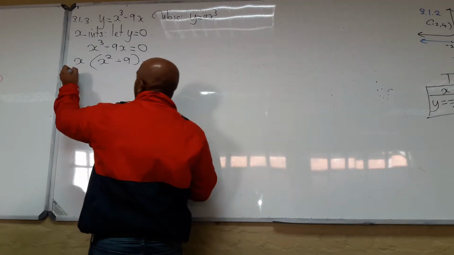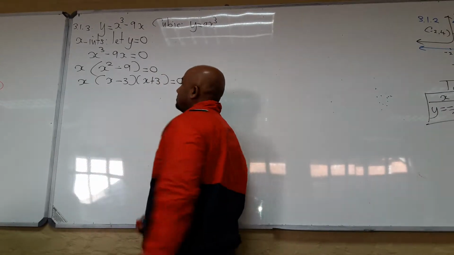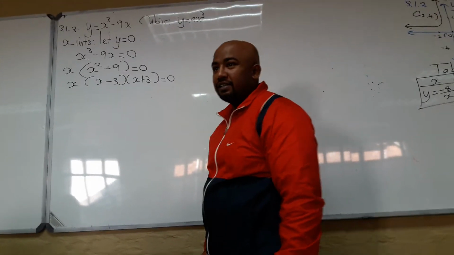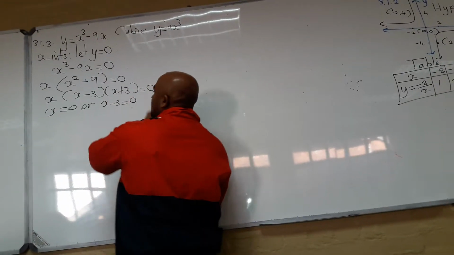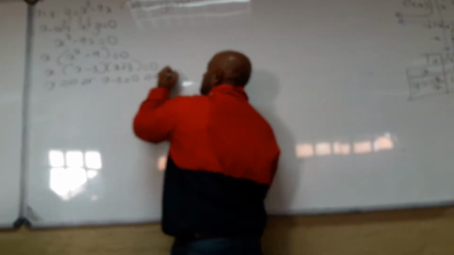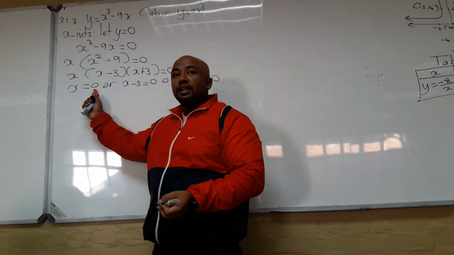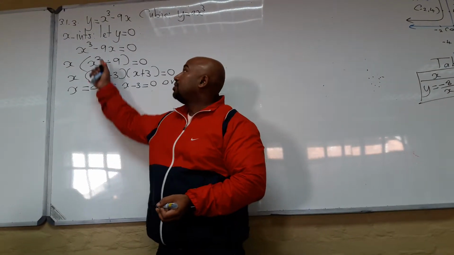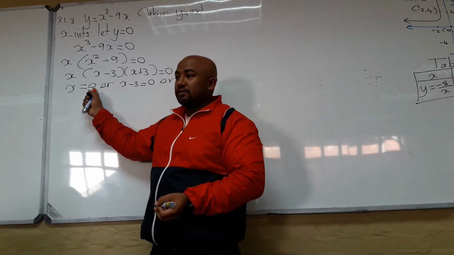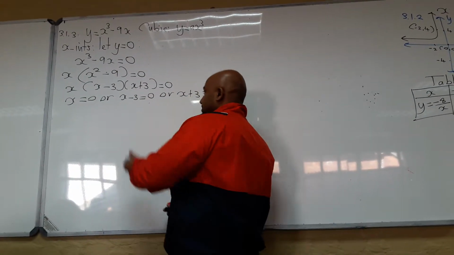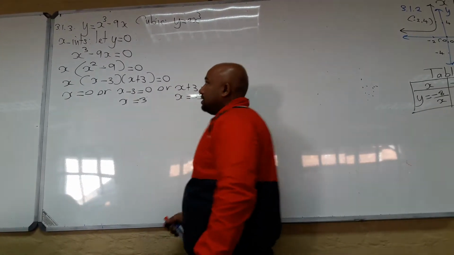So that will be x minus 3, x plus 3. Now it's fully factorized. Can you see that? So now we got x is equal to 0 or x minus 3 is equal to 0 or x plus 3 is equal to 0. So here we already have one x-intercept. Remember, you do not divide by x. If you divide it by x, then you will not get x equal to 0. You lose one of the roots. So here x is equal to 3, or x is equal to negative 3.